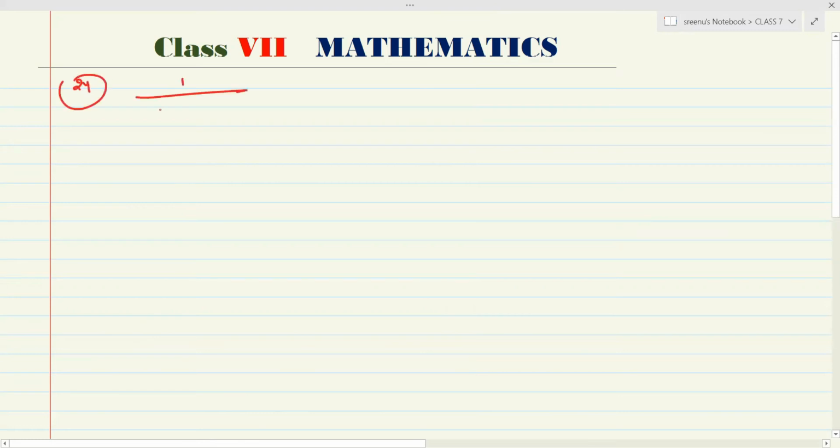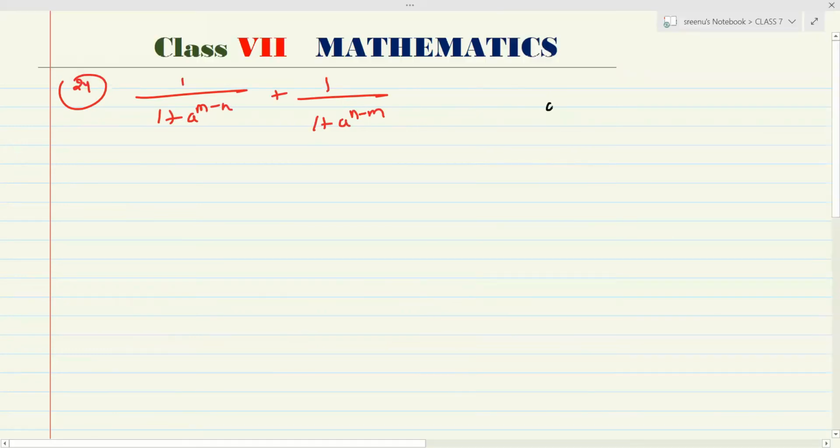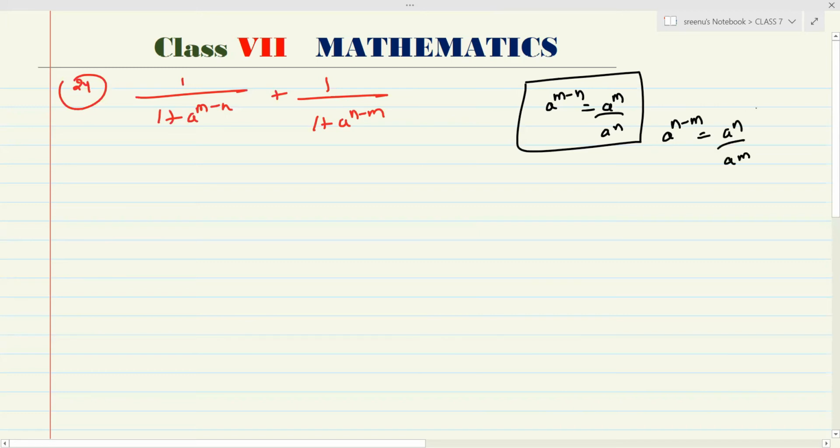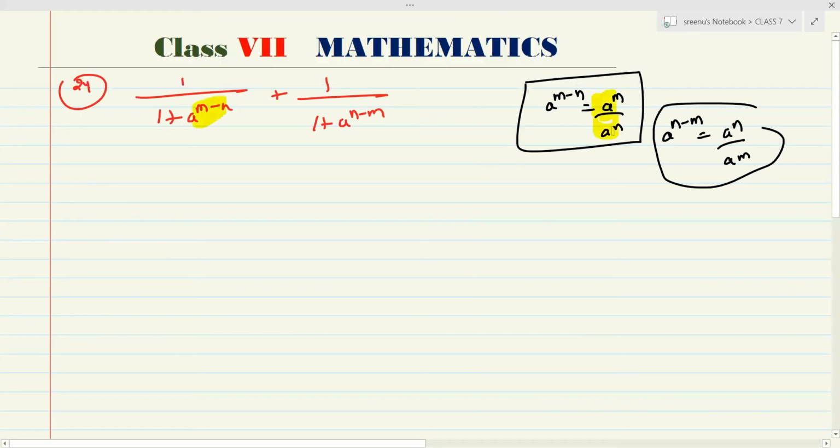1 by 1 plus a power m minus n, plus 1 by 1 plus a power n minus m. So we have a rule, the quotient rule, I'm writing here: a power m minus n is equal to a power m by a power n. This is the formula. Here a power n minus m means you will get a power n by a power m. I will write these two formulas, and substitute them according to their places.